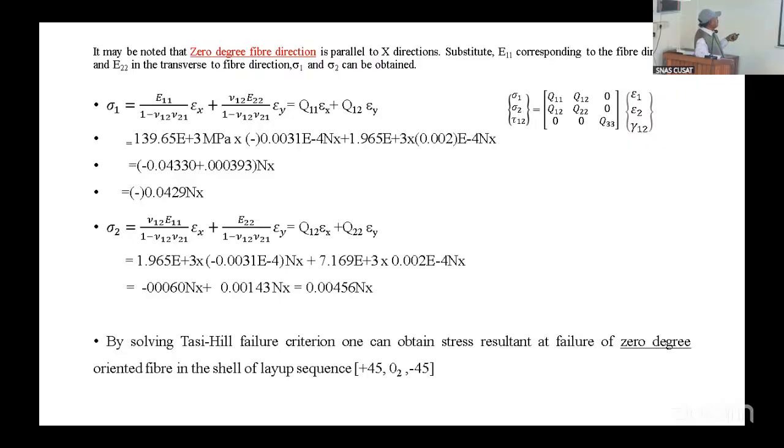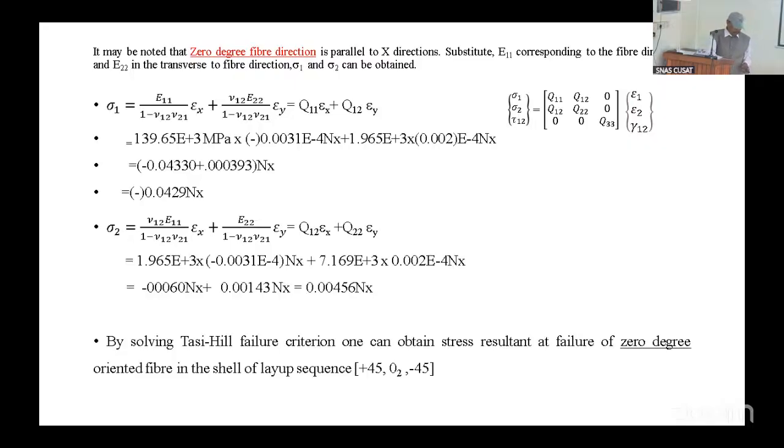And similarly you will put sigma 2. That is sigma 2 is Q12 into epsilon x. Here we have put this term, Q22 into epsilon y. So when you substitute it, you will get this. Here you remember one thing, you wanted x and y. Here this side it is 1 and 2. So we will put it as in the previous slide. Please remember.